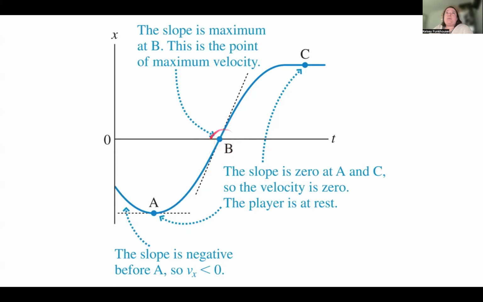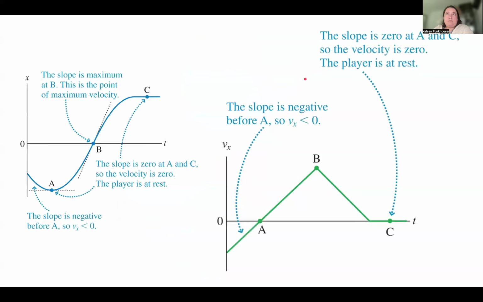Anyway, this is where the slope is the maximum. So at point B, we should have the largest slope, and then it's going to slowly start to decrease until it gets to zero at point C. So what this would look like for a velocity graph is like this.